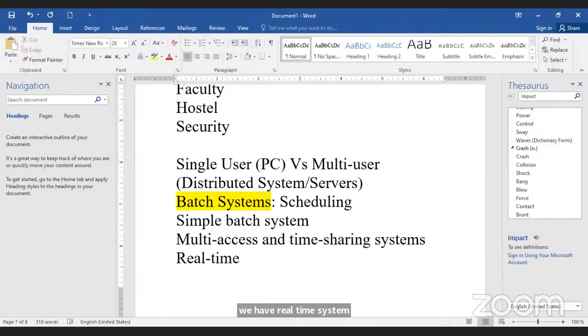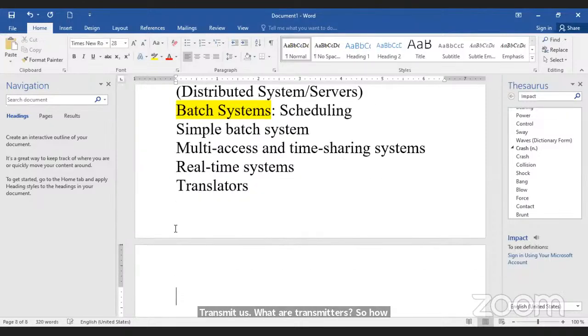So I think next week we start from there with real-time systems, so that you can go to another lesson. Then apart from that, we shall be able to have a look at translators. What are translators? We shall have a look at programming languages.